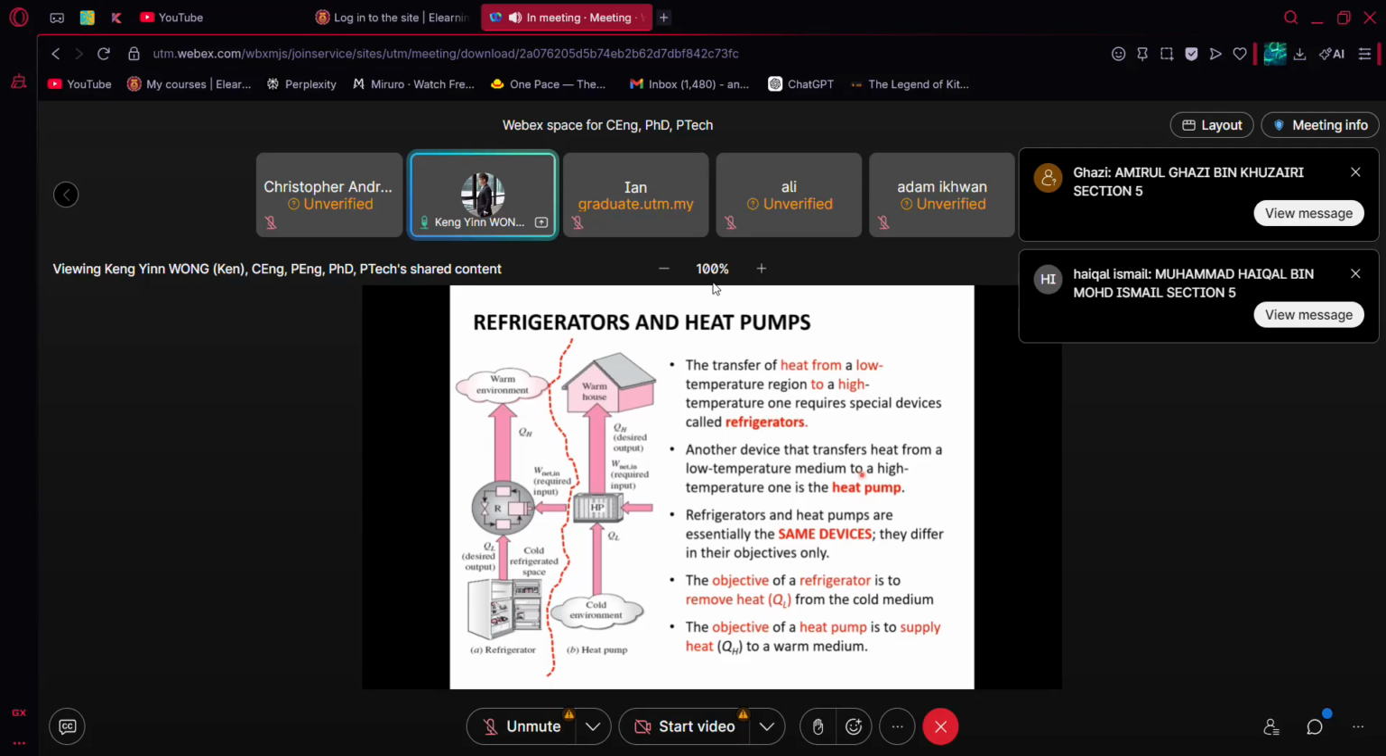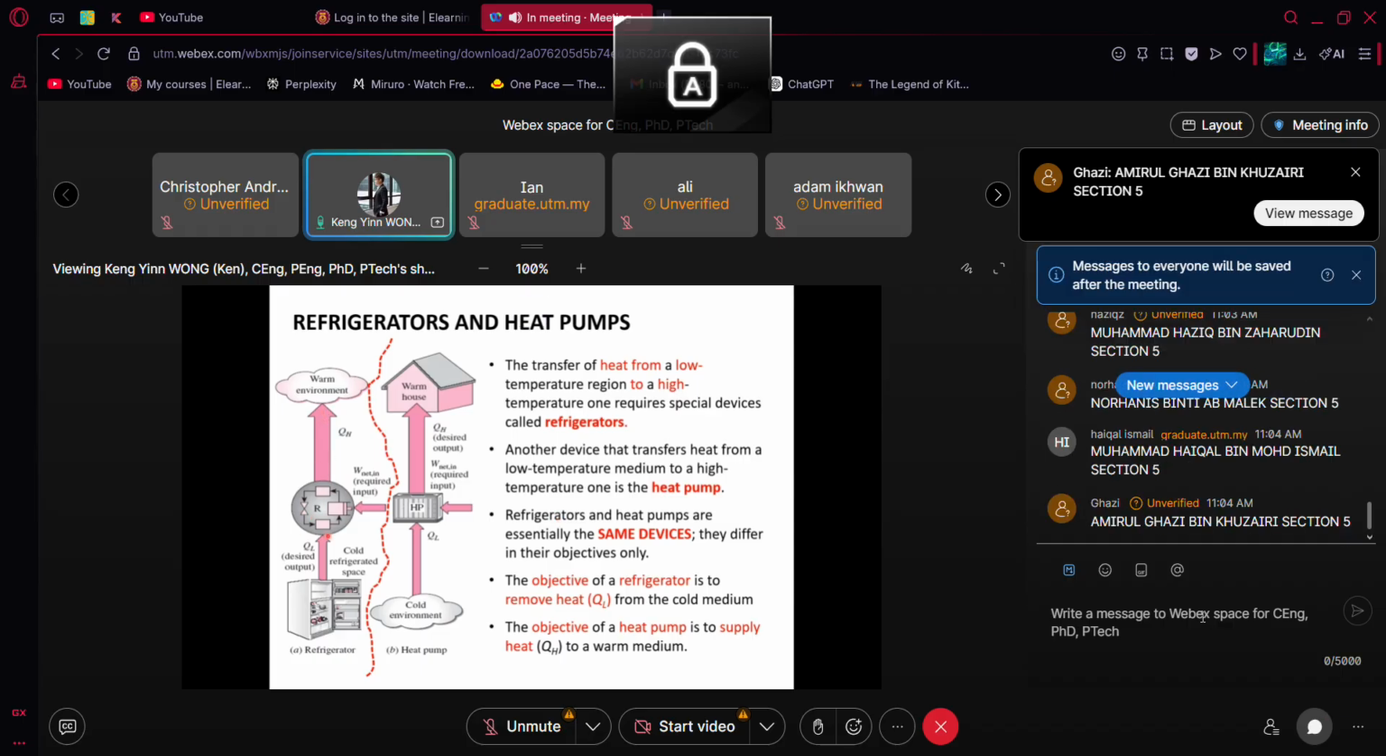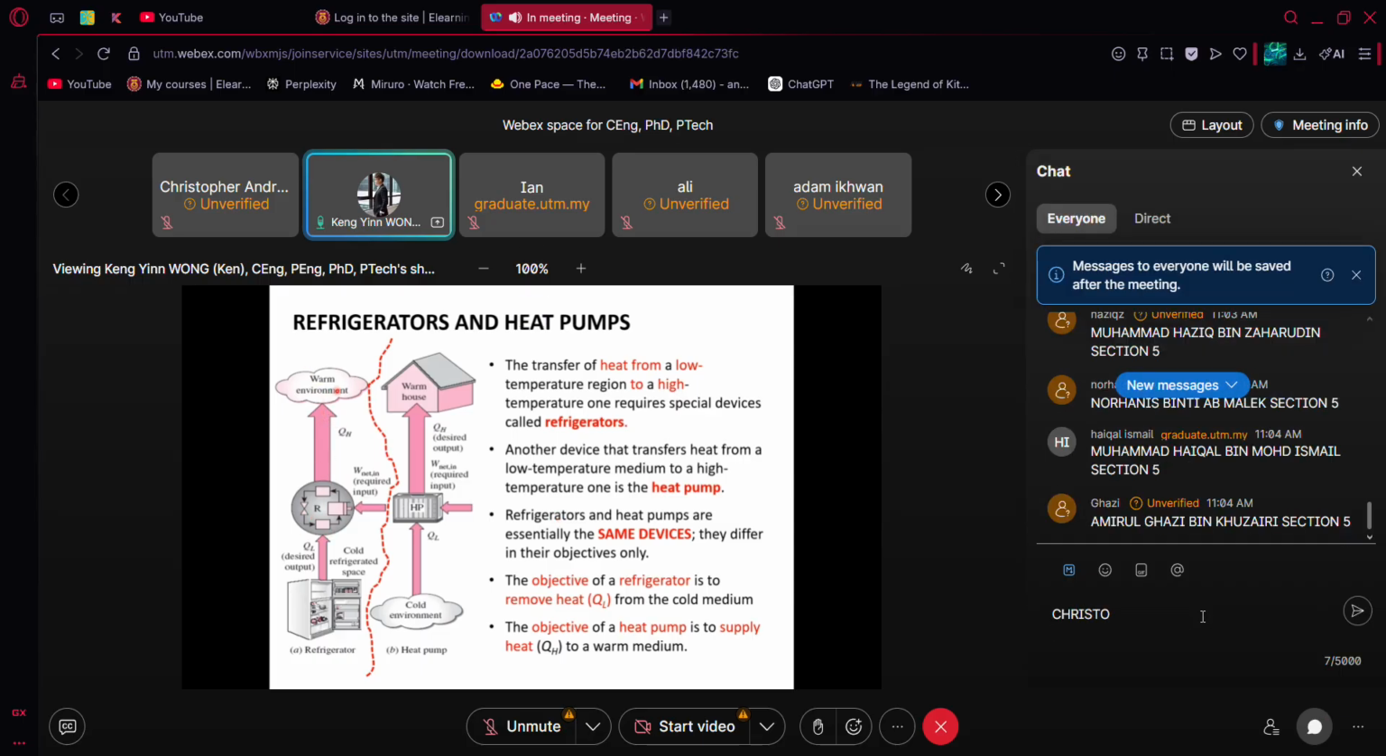A refrigerator and a heat pump both operate under the same schematic diagram. The three circles stand for the warm environment, and then the low temperature area. So they are working on the same schematic diagram. But what is the difference?